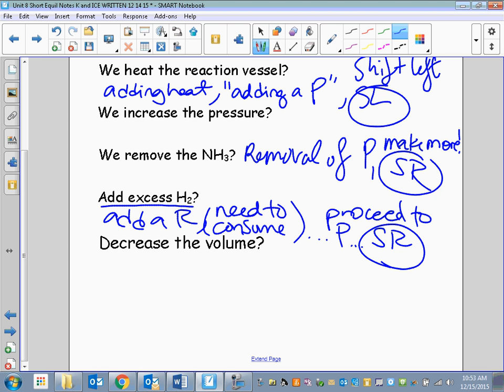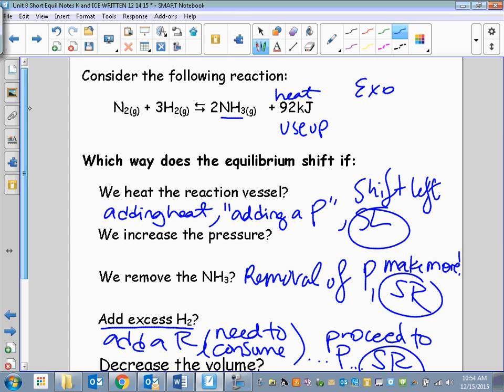I'm going to go to the volume one here, okay? If you decrease the volume, what have you just done inside of that box? You've increased the pressure like crazy, right? So you have actually stressed out the system by increasing the pressure. What do you need to do to alleviate that stress? Well, okay, you can't change the volume, okay? Don't change the volume. The only thing you can tell me is shift left or shift right. That's all you can tell me, okay?